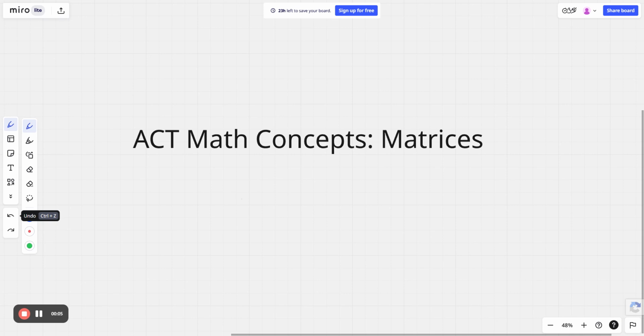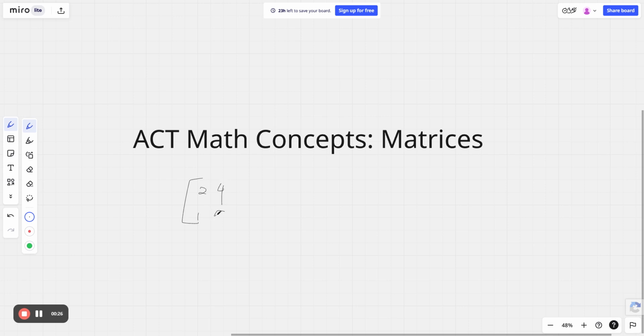Today we're going to be going over an ACT and SAT math concept known as matrices. This is a concept that I believe is quite overlooked, and it could be quite challenging for students, especially those who are still taking Algebra 2 before they take the ACT and SAT. So essentially, the basics to this.